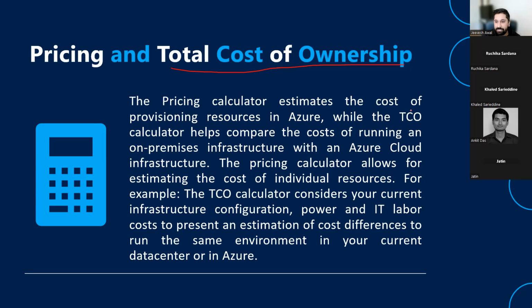So the pricing calculator estimates the cost of provisioning resources in Azure, while the TCO calculator helps compare the cost of running an on-premise infrastructure with an Azure cloud infrastructure. So pricing is a tool that you run for calculating what a service is going to cost you in Azure. You give information like, I want a VM with so-and-so CPU, so-and-so RAM, so-and-so disk, so-and-so operating system. And they'll say, okay, I think B1S works best for you. It's going to cost you $15 a month, or whatever the cost might be.